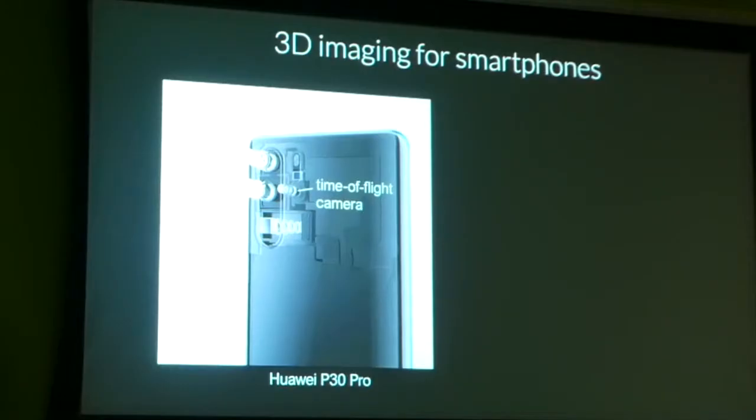And here's another application of 3D imaging on a phone. The Huawei P30 Pro has a full 2D frame time-of-flight sensor. So they get a 2D depth map out of this sensor on the camera. So we're seeing these types of technologies being miniaturized, commercialized, incorporated into devices that we carry in our pockets and use every day.